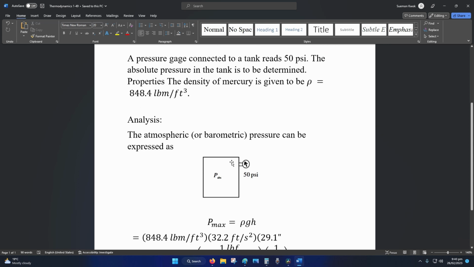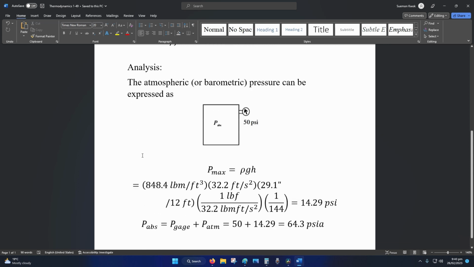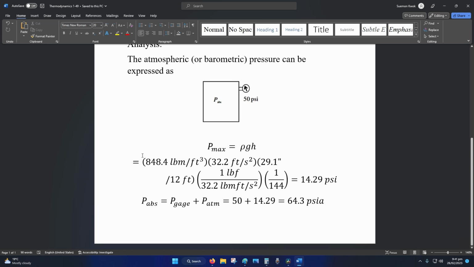Analysis. Disclaimer, the method is correct, but I encourage you to solve it yourself. See if you get the same answer as me. I do make mistakes.